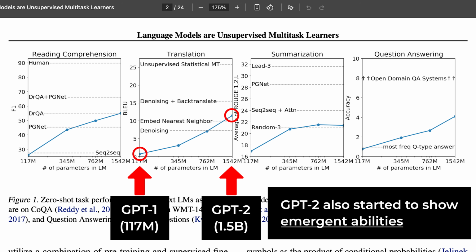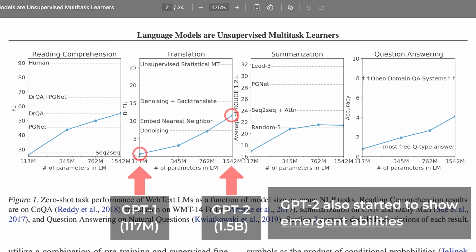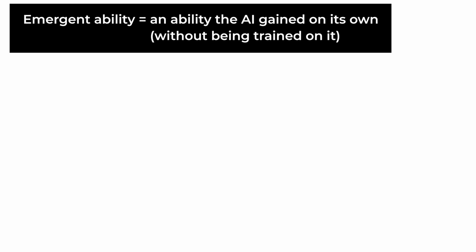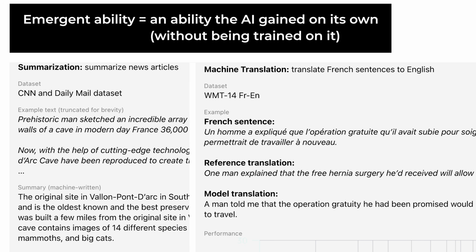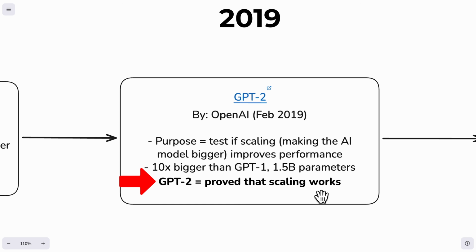And it also started to show emergent abilities. An emergent ability is an ability that the AI gained on its own without being trained on it. For example, GPT-2 was just trained to predict the next token in a sequence of tokens. But once the AI model got bigger, it started to be able to do other tasks like summarize text or do basic translations. So GPT-2 proved that scaling works and it improves performance by a lot.